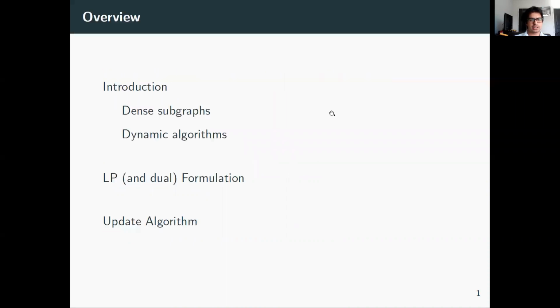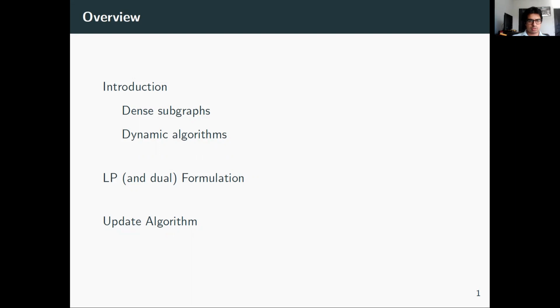Right. So the plan for today is I'm going to introduce dense subgraphs and dynamic algorithms. I'm going to talk about why each of those is important. After that, I'm going to formulate our densest subgraph problem via its dual linear program and see that it is actually a load balancing problem. And once we formulate it that way, we're going to get to the update algorithm and see how it works.